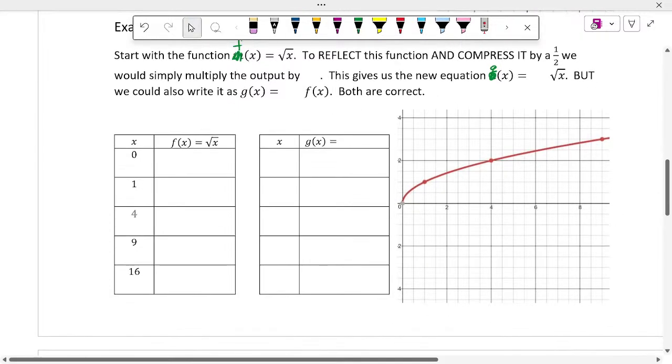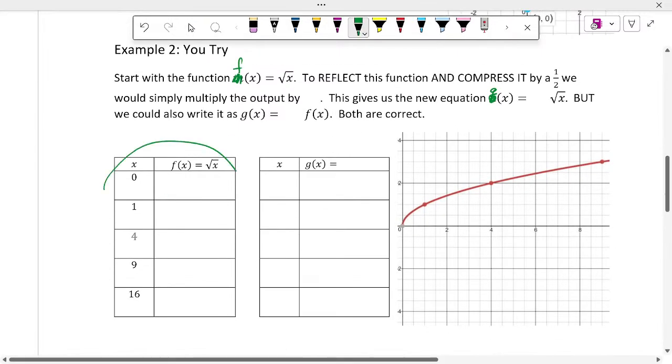So take a minute and do that. You should be able to fill this out. I guess we can fill the base function out. You can do it yourselves. Fill this out, and when you think you got it, somebody come put it here.